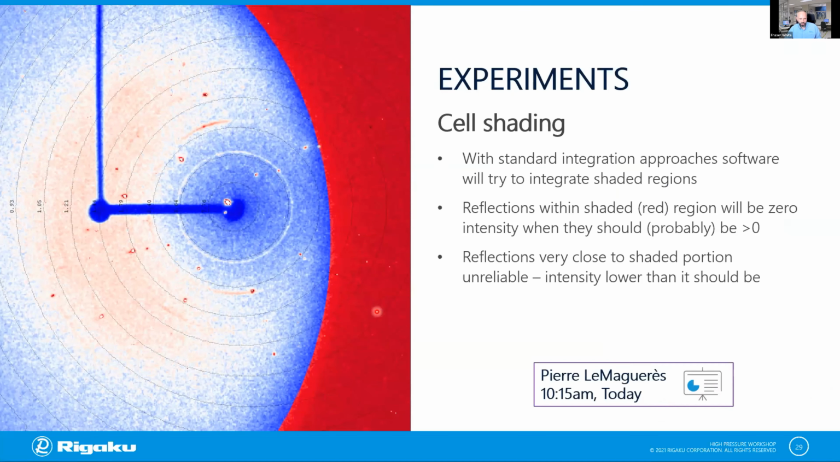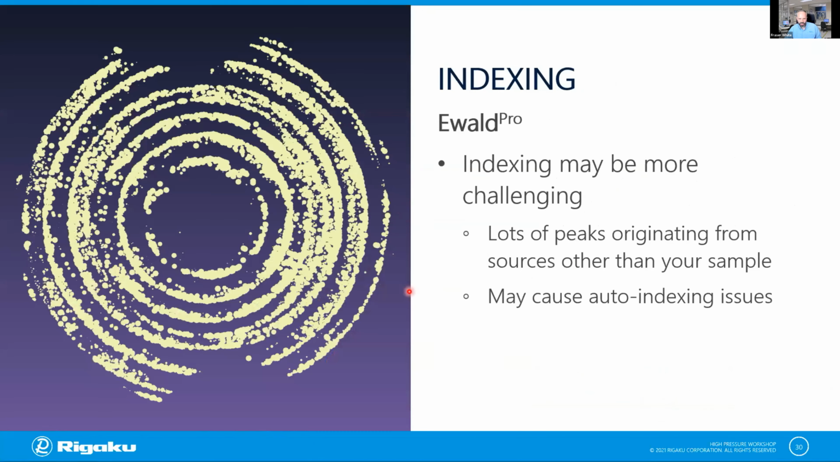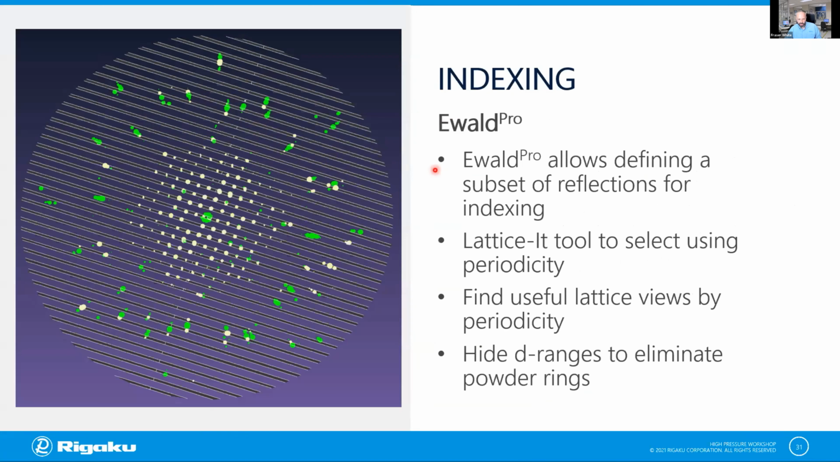So we need to exclude diffraction from this region here with that. Indexing can be difficult because we have all of this extra noise. It's difficult to see where the periodic pattern is. We have some tools to help with that. So there's Eval Pro, and I think if this is not one of the things that's going to be talked about later on, we can show you that somewhere on the forum as well.